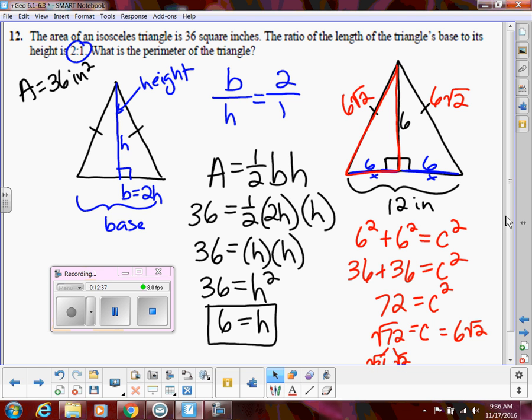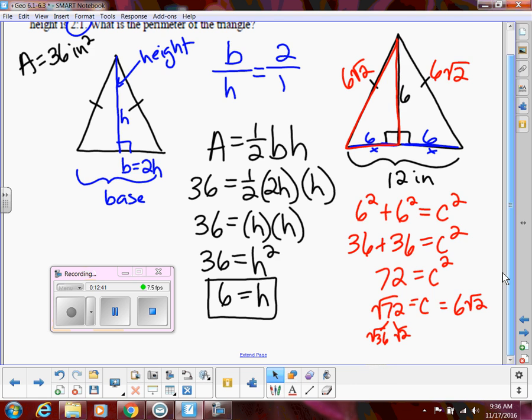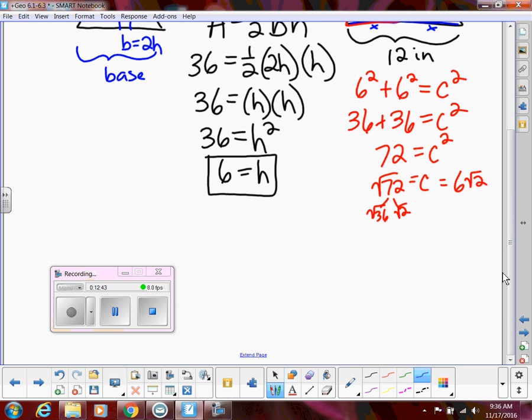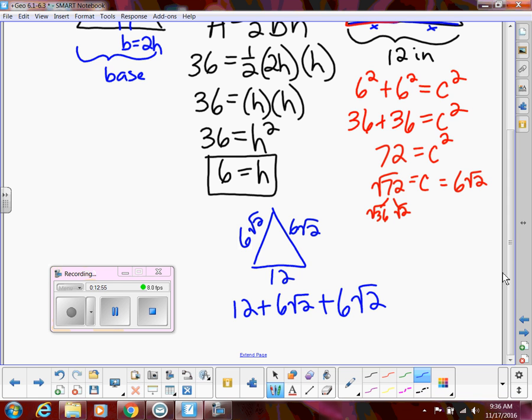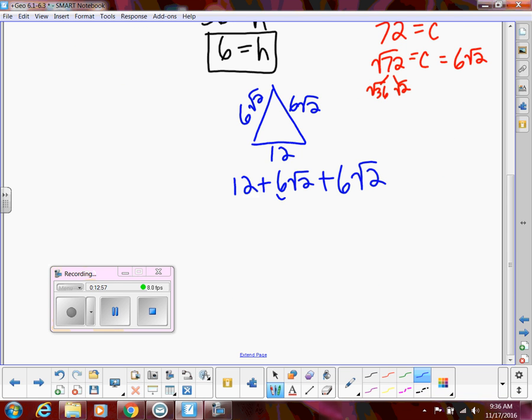So we're almost there. We can finally do the perimeter. Perimeter means I have to add up all of the sides. So I've got my 6 root 2, my 6 root 2 over here, and we said the base was 12. If I add up all of those, remember, which ones can we add together and which ones can we not add together? I can combine these together, but not the 12. So if I combine those, that'll give me 12 root 2. So this would be my perimeter.